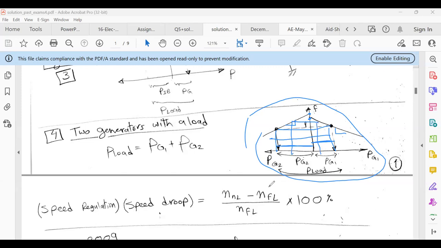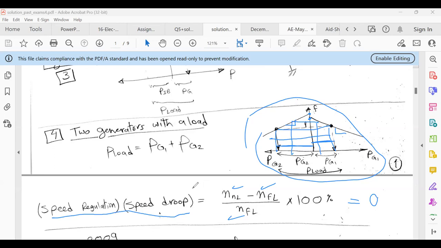The last point is regarding the speed regulation, or sometimes you call it speed droop: no load minus full load over full load. Now it's not zero, as we said before. Now your frequency is changing, so you may have different frequencies or different speed droop.